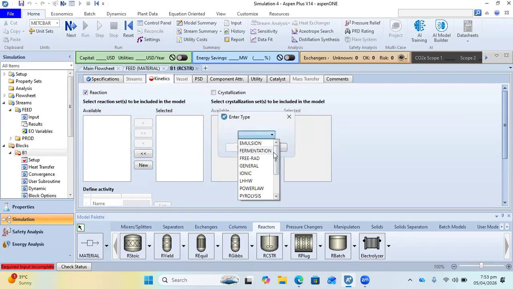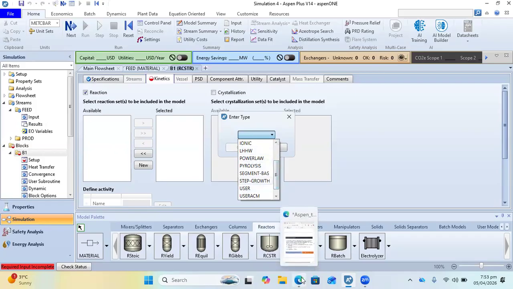So under the types, we have different ones. We have emulsion, fermentation, free radical. That one is usually for polymerization. General means that you are going to be the ones to put in all the information, right? Then we have ionic, LHHW. That's usually if you have some kind of catalyst and all those things. Power law, we should be familiar with the power law by now. I mean, we've done chemical reaction engineering. Pyrolysis can be modeled, segments-based step growth. These ones are usually also for polymers. So we have so many options.